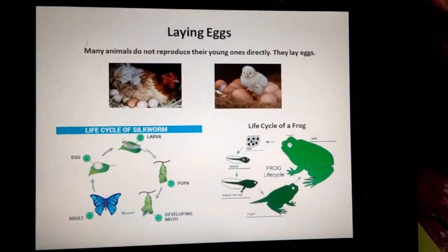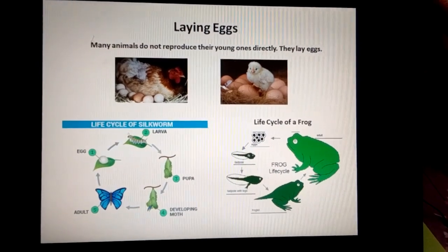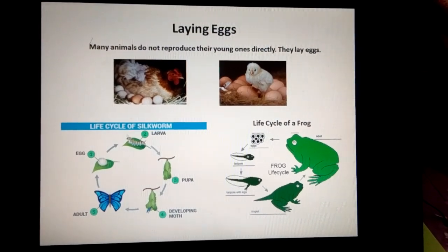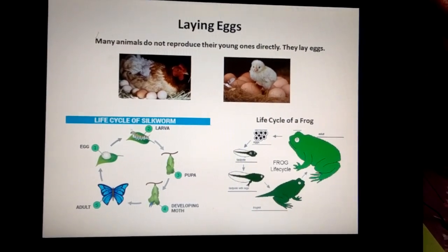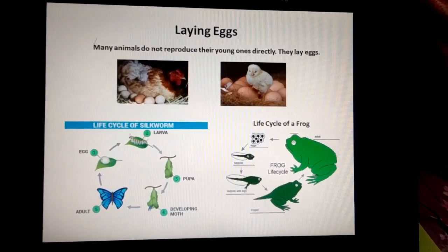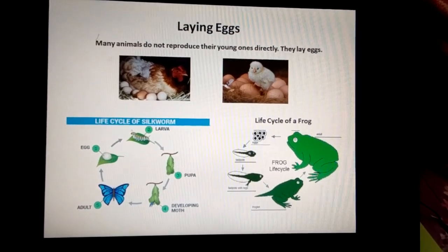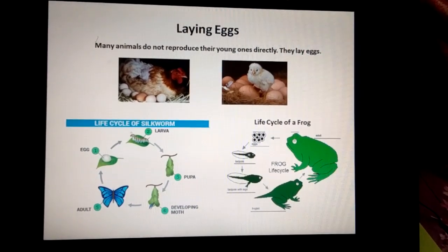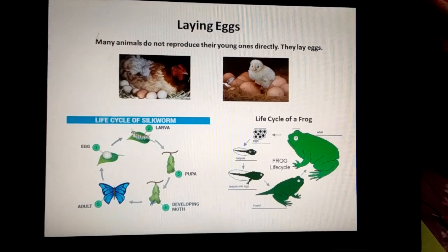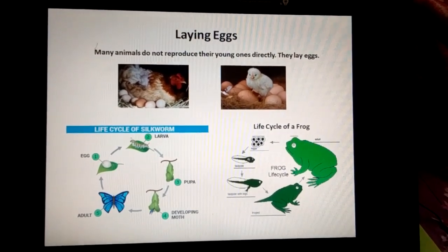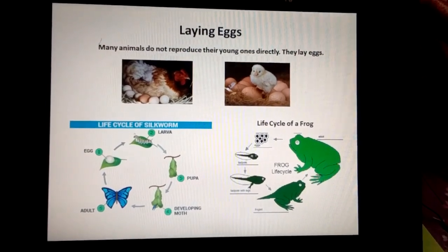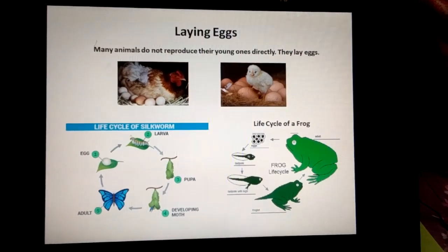Laying eggs. Many animals do not give birth to their young ones directly. They lay eggs. For example, the hen lays eggs. They sit on the eggs and incubate them. Now one question comes, what is incubate? To keep an egg at the right temperature so that it can develop and produce a chick. For many days to weeks, the eggs are protected and kept warm by the hen. This is called incubation. After the egg hatches, the young ones come out of the shelled eggs.